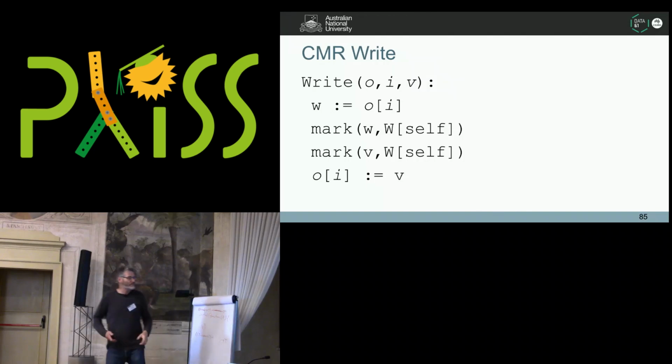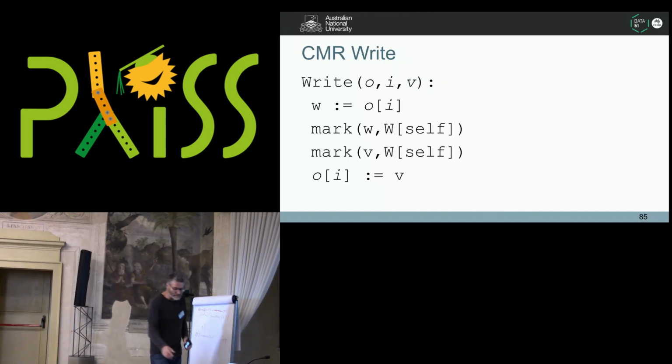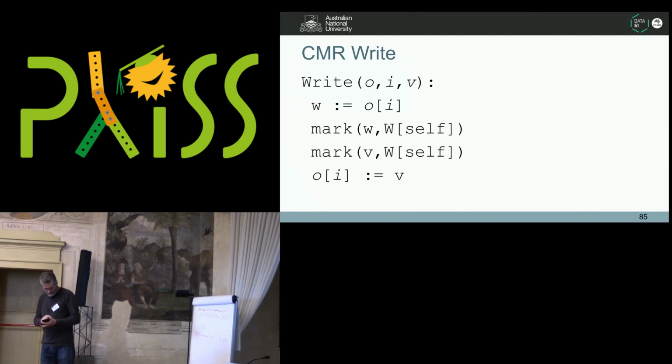Okay, so this has got both a deletion barrier. This is the deletion barrier here. We're taking the old value and we're marking it. We're taking the new value, we're marking that and then storing it into the slot.